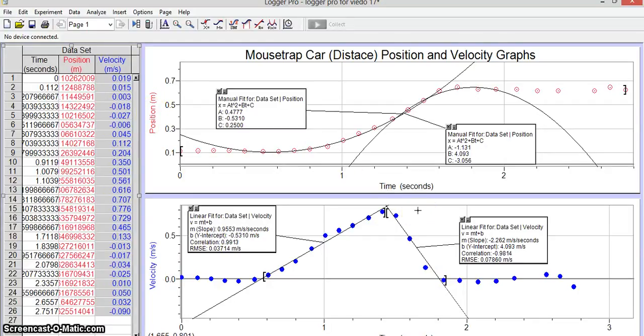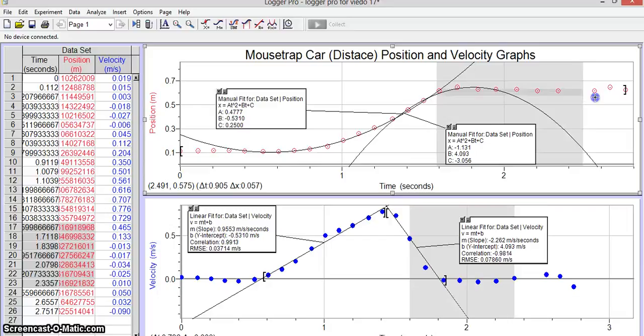And now I saw that the first part of my position time graph was an upward curve, and because the slopes at each point are getting steeper, that told me that my mousetrap car was speeding up in the beginning, up until about 1.5 seconds. Then after that it started slowing down, because you can see in the next part of the graph, from here to here, towards almost the end, the slopes are getting smaller as we go in time.